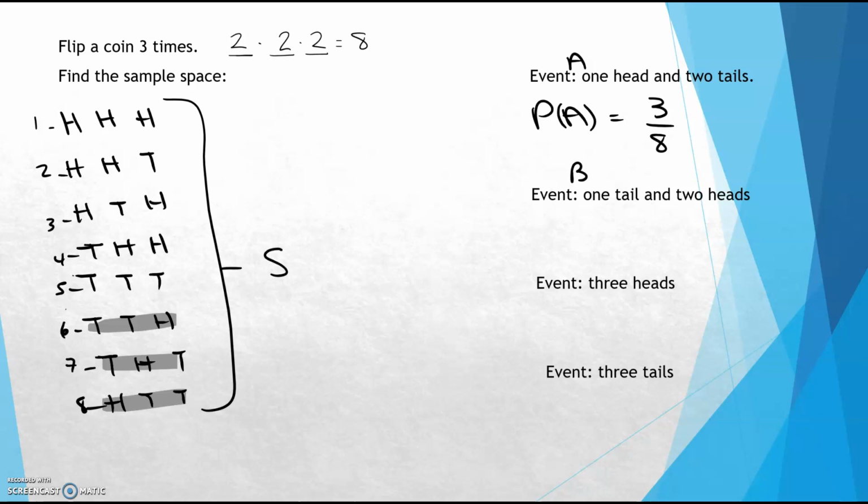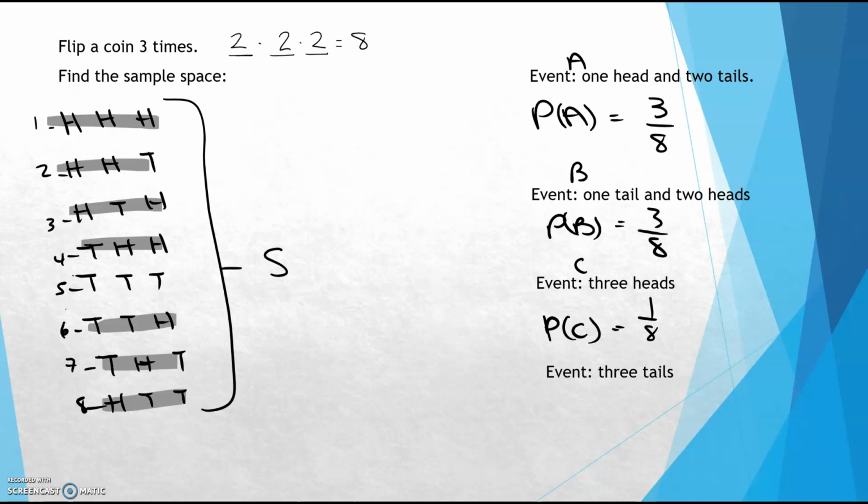Okay, 1 tail, 2 heads. 1 tail right here, here, and here. So same thing, the probability of B would be 3 over 8. Okay, 3 heads, I just have one of those. So we'll say this is C, and the probability of C would be 1 over 8. And then 3 tails, we just got one of those. We'll call that D. The probability of D would be 1 over 8.